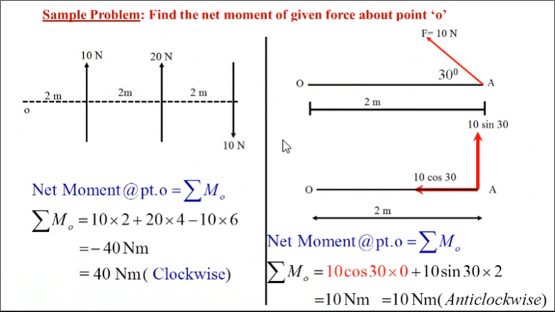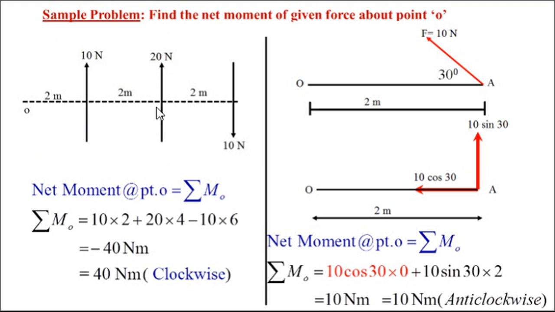Now see the sample problem to take the moment about point O. Forces are 10 Newton, 20 Newton, 10 Newton, which are vertically upward, and one force is vertically downward. Moment means force into perpendicular distance. I know the magnitude of the force, 10 Newton, and the perpendicular distance from O to the line of action is 2. About O it will rotate anti-clockwise, so its moment is 10 into 2, positive.